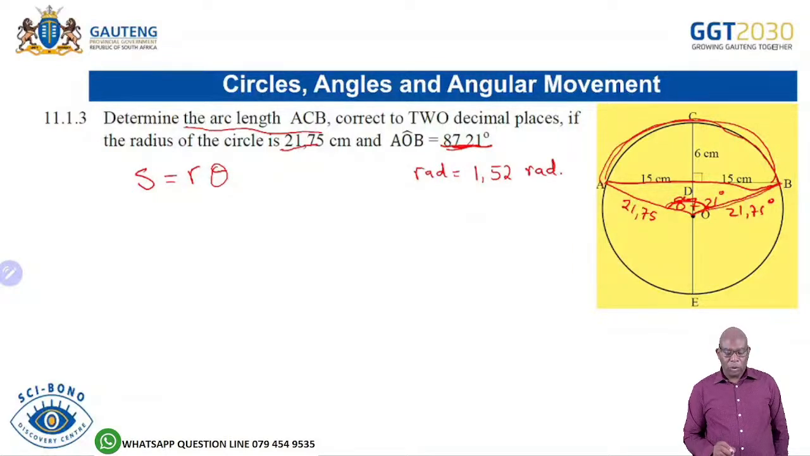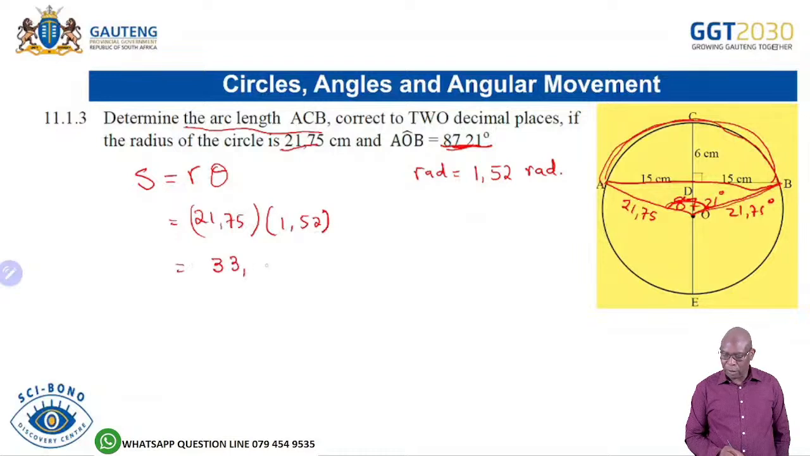All right. So I'm going to substitute. My radius is 21.5. My radians is 1.52. And then I'm going to get 33.06. And that's centimeters because it's the arc length. Okay? So it's 33.06 centimeters.